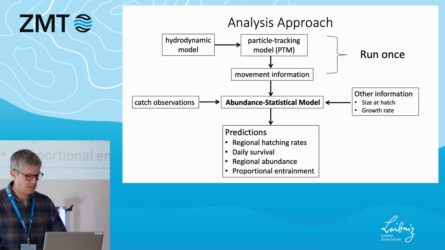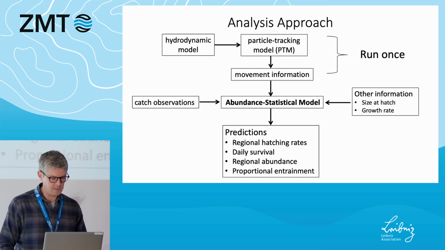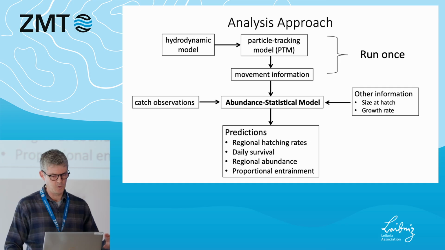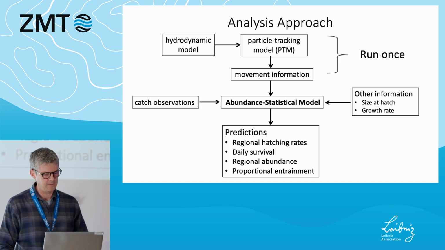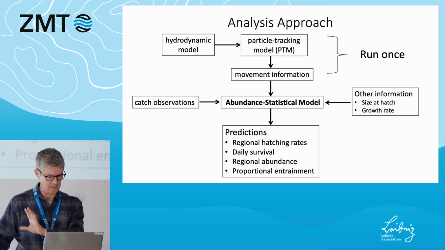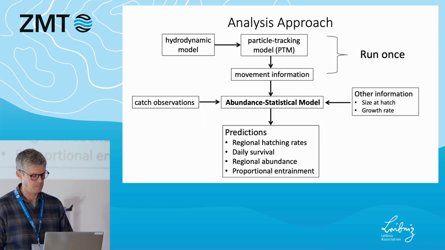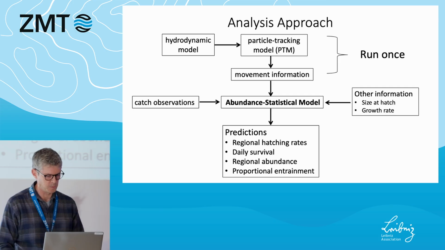Okay, so here, just to emphasize the part that we do once and the part that we do over repeatedly, we run the hydrodynamic model once for any simulation period, and then we run particle tracking. Well, it's a lot of particles, but just one simulation. And then we gather all the movement information from that, and then we're done with that. So we don't have to do that again. Now we are going to run our forward model, the abundance model, in a statistical framework to estimate the things in the bottom box: the hatching rates, daily survival, regional abundance, and proportional entrainment.